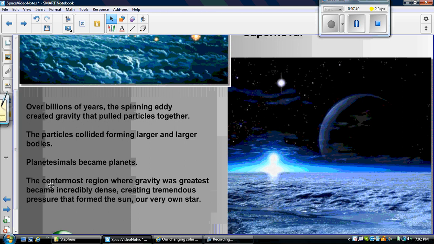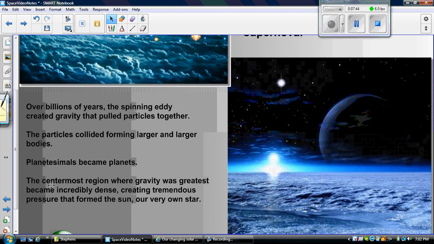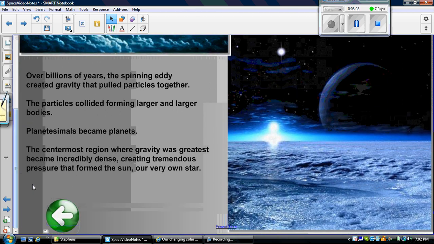Okay, over billions of years, the spinning eddy created gravity that pulled particles together. These particles collided and they formed larger and larger bodies. These were called planetesimals and they became planets. The centermost region where gravity was the greatest became an incredibly dense area, with tremendous pressure, that created our star, the sun. These are pictures that were created to show what it might have looked like when our solar system was forming.